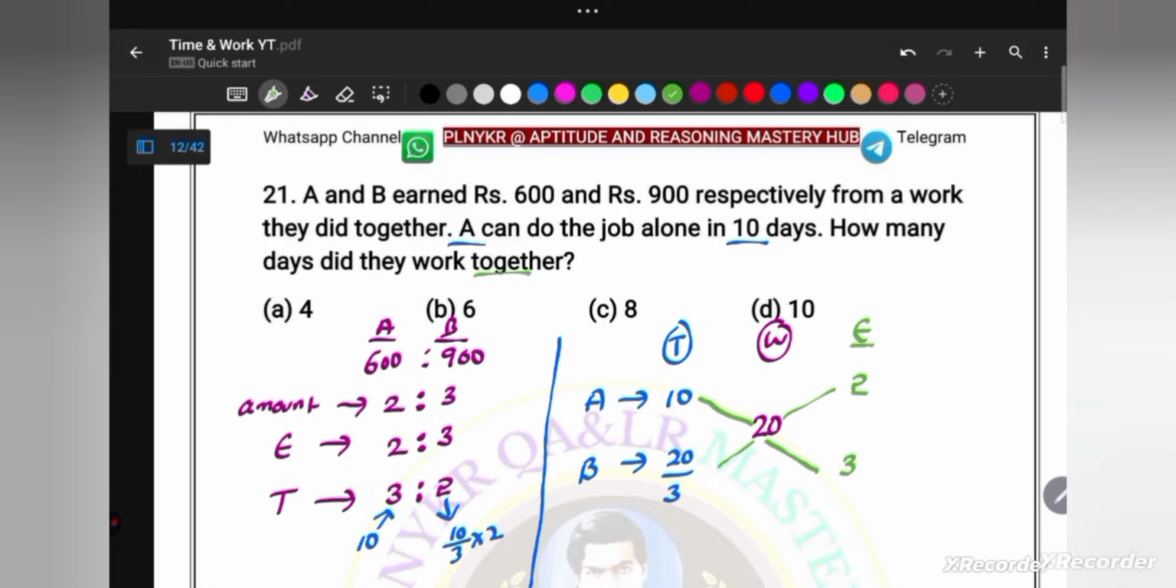Now they are working together. Together means 2 plus 3, it will be 5. Now he is asking to find the time. We know that time is work by efficiency, here work is clearly 20 units by overall efficiency 5. So the time taken is 4 days. We can mark option A. We'll be moving on to the next question.